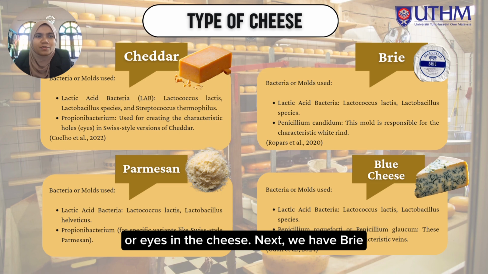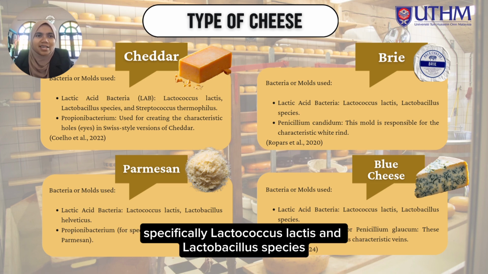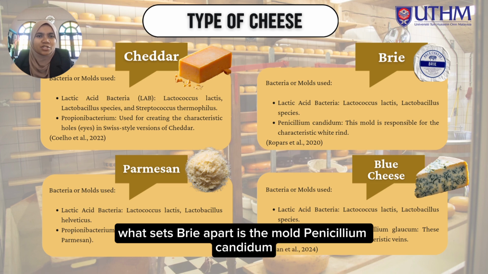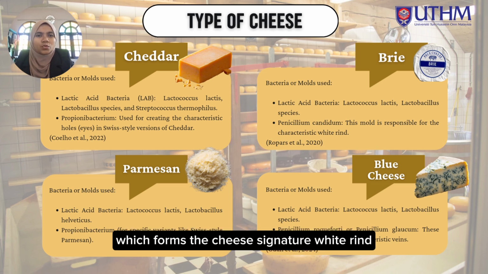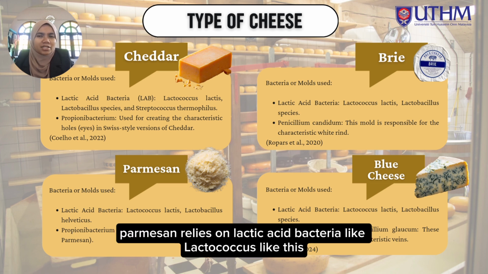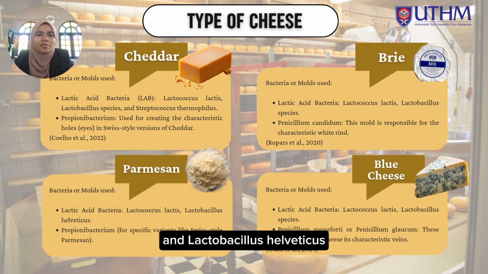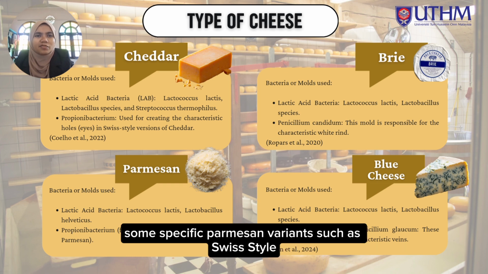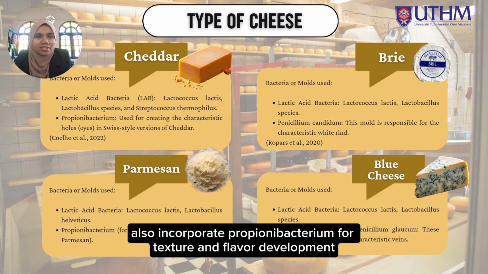Next, we have brie. Brie also uses lactic acid bacteria, specifically Lactococcus lactis and Lactobacillus species. What sets brie apart is the mold Penicillium candidum, which forms the cheese's signature white ring. Moving on to parmesan. Parmesan relies on lactic acid bacteria like Lactococcus lactis and Lactobacillus helveticus. Some specific parmesan variants, such as Swiss style, also incorporate Propionibacterium for texture and flavor development.